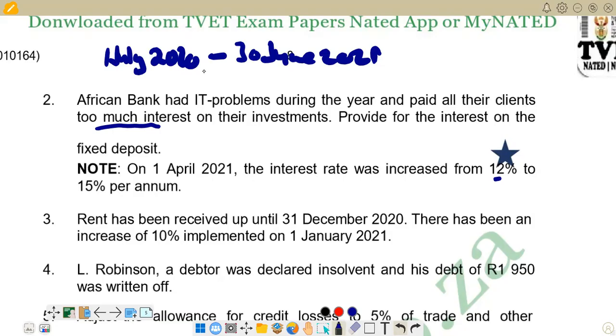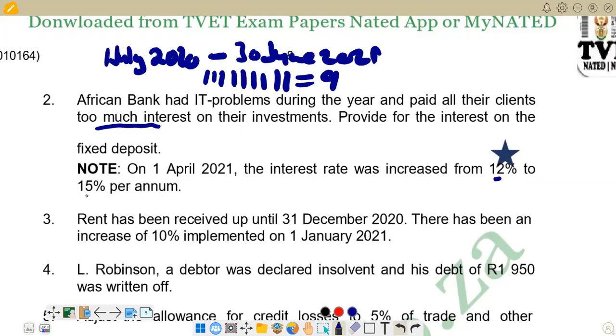So we have the whole of July, it was 12%. July, August, September, October, November, December, January, February, March. Then April, 1 April, it was increased. So April, not going to include it. So we've got 1, 2, 3, 4, 5, 6, 7, 8, 9. So we've got 9 months when it was 12%. So those are the months that we are going to use.